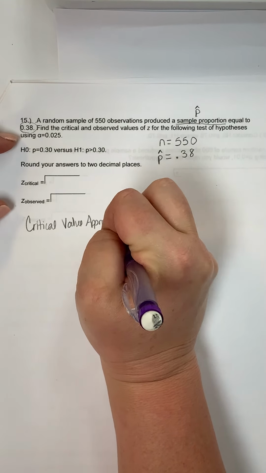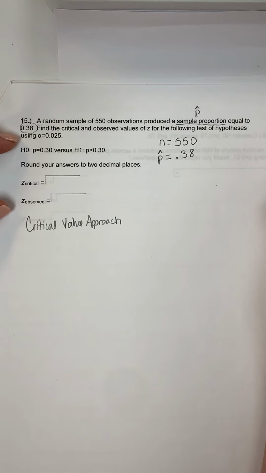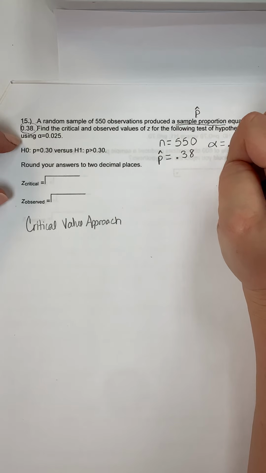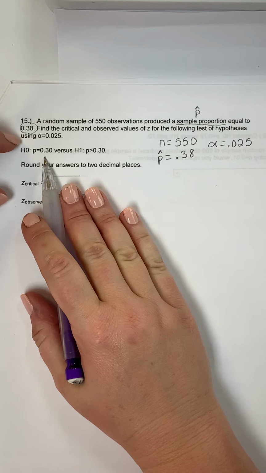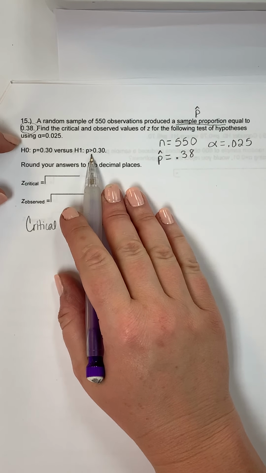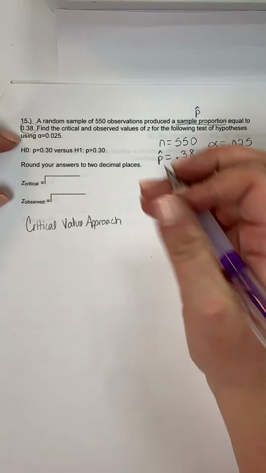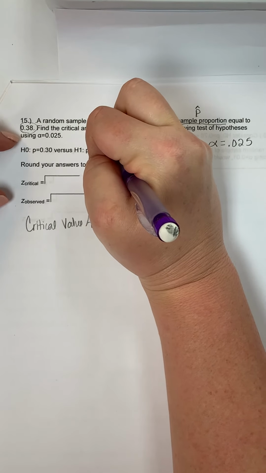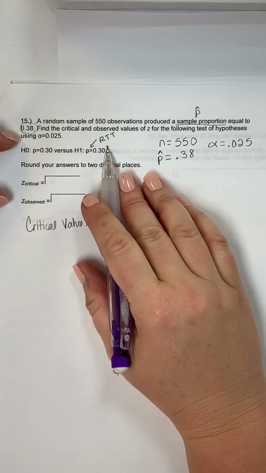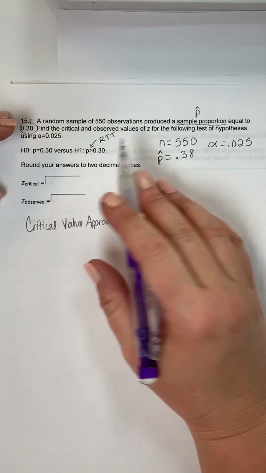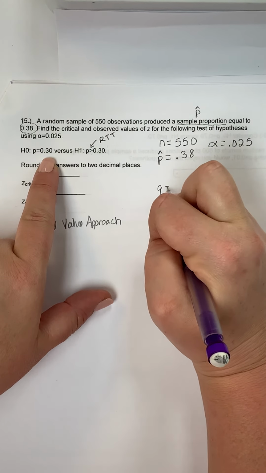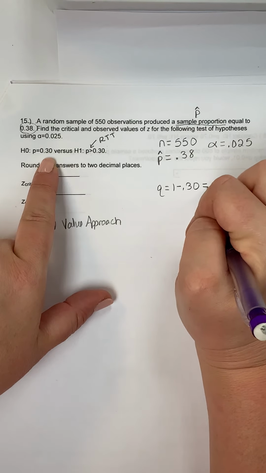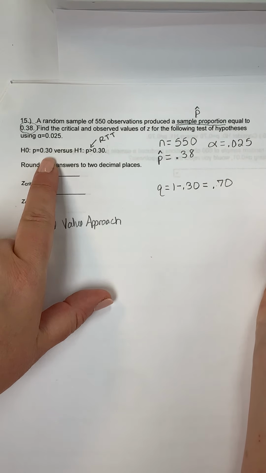Critical value approach. Okay. For the following test of hypotheses, using alpha equals 0.025. Here's our null, p equals 0.30. Here's our alternative, p is greater than 0.30. Greater than means a right-tailed test. I'm just being lazy. I'm going to put RTT, right-tailed test. Okay. Well, if p is 0.30, q is 1 minus p. So my q is 0.70.